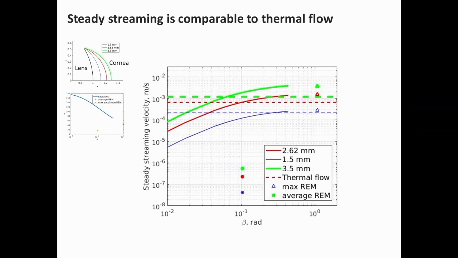And then, right, what we can see here is that in all the cases, the steady streaming velocity is as important as the thermal flow velocity, meaning that both mechanisms contribute to mixing. And what is even more interesting is that for REM, the magnitudes are also quite similar, but REM happens when the eyelids are closed, meaning that there is no temperature difference in the anterior chamber and there is no thermal flow. So this is the only mechanism that contributes to mixing during the night.